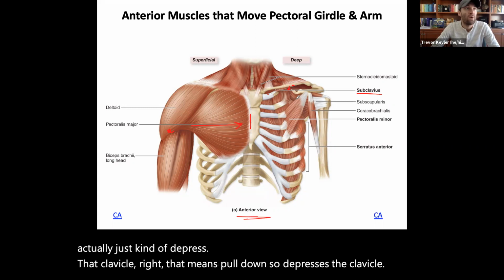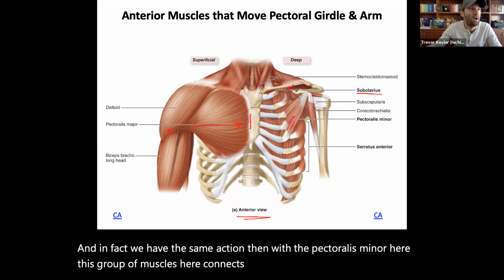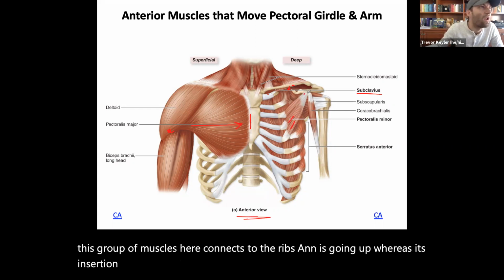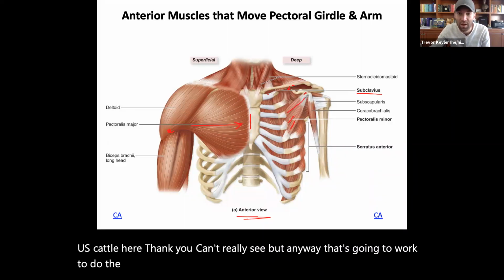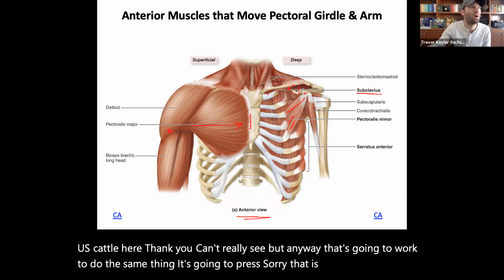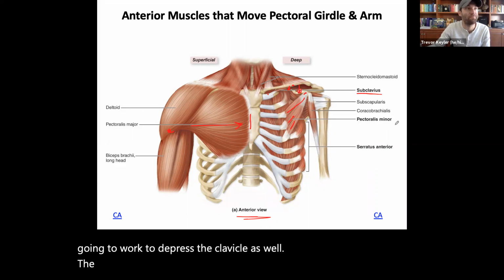And in fact, we have the same action with the pectoralis minor here. This group of muscles connects to the ribs and is going up. Where is its insertion point? Oh, the scapula here, I think. I can't really see. But anyway, that's going to work to do the same thing. It's going to depress, oh, sorry, that is the clavicle. So it's going to work to depress the clavicle as well, the pectoralis minor.